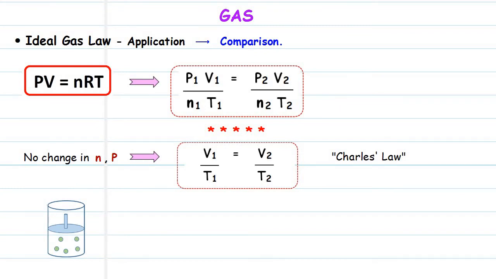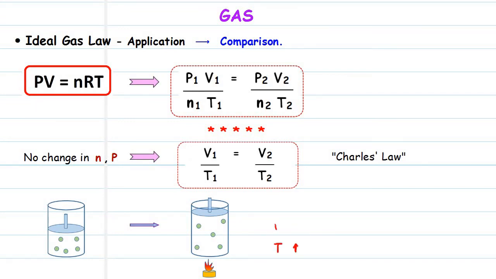In Charles' law, let's say we have a lid connecting to a piston again. And if that sample of gas is heated, the volume must increase too for the pressure to remain constant. So this means if T increases, V, which is volume, will increase too. And if T decreases, volume will decrease too. This means volume V and temperature T are directly proportional to each other.